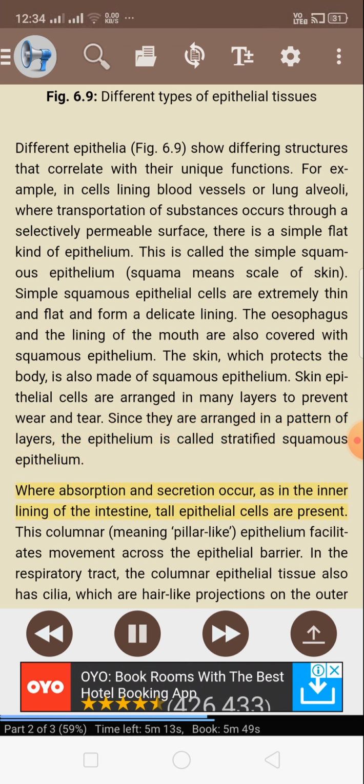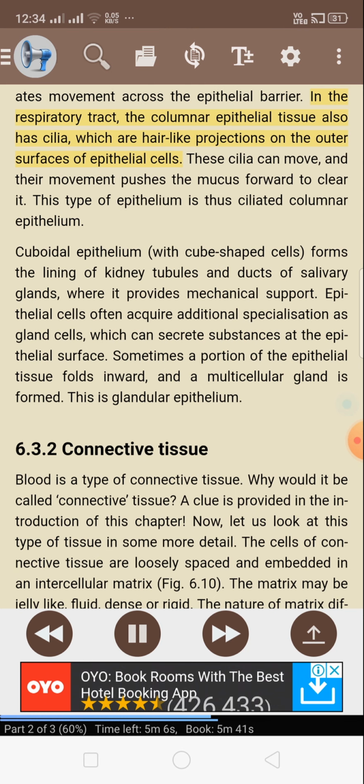Where absorption and secretion occur, as in the inner lining of the intestine, tall epithelial cells are present. This columnar, meaning pillar-like epithelium, facilitates movement across the epithelial barrier. In the respiratory tract, the columnar epithelial tissue also has cilia, which are hair-like projections on the outer surfaces of epithelial cells. These cilia can move, and their movement pushes the mucus forward to clear it. This type of epithelium is thus ciliated columnar epithelium.